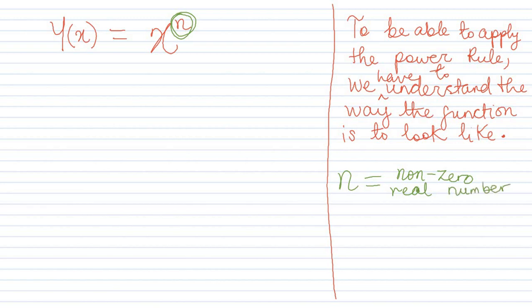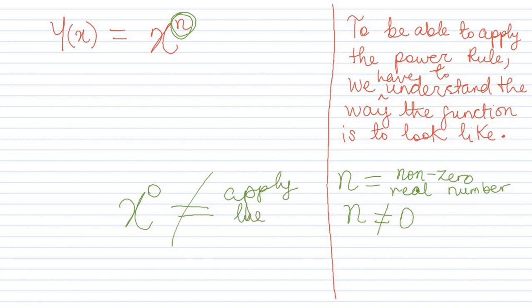So what does that mean? n cannot equal 0. In order for you to apply the power rule, you cannot have a question like x to the 0. What is the differentiation of x to the 0? You cannot apply the power rule in a question like this. That's not how the rule works. So it has to be a non-zero real number.